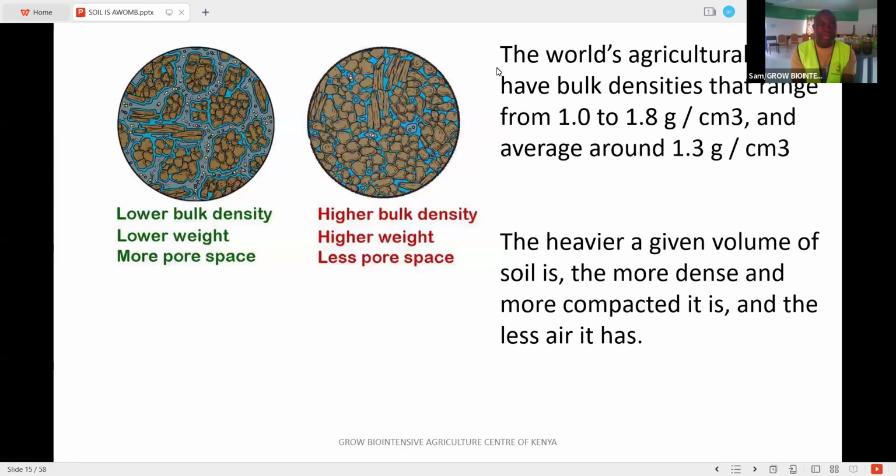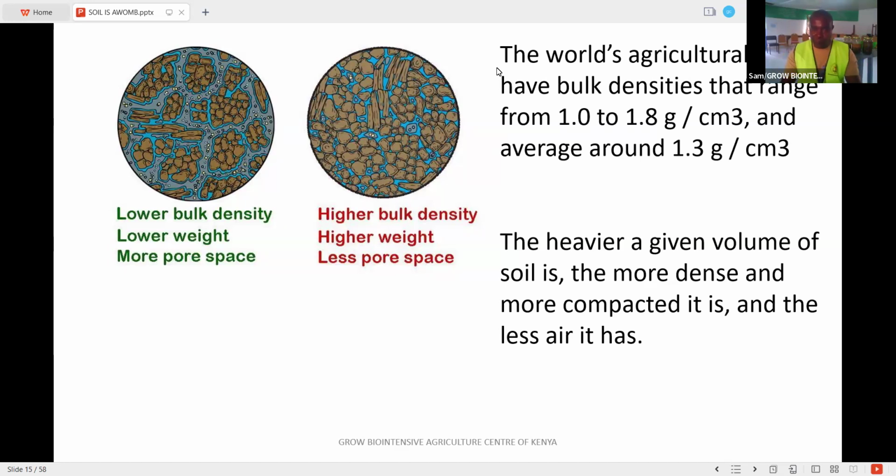So the lower the bulk density, the more the air spaces that are there. And then the higher the bulk density, the higher the weight of that soil. So there are fewer pores or less air in that soil. So the heavier a given volume of soil is, the more dense and the more compacted it is, and the less air it holds.